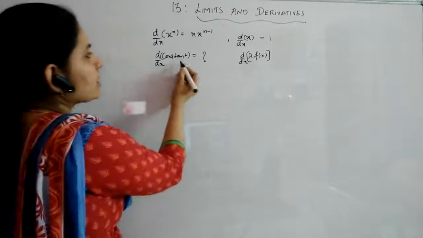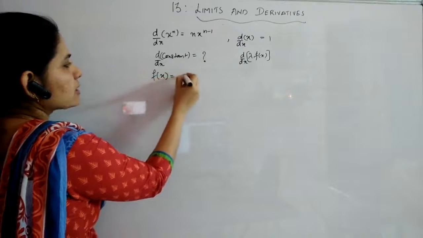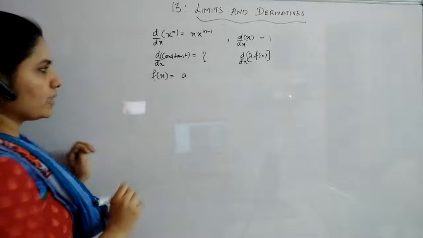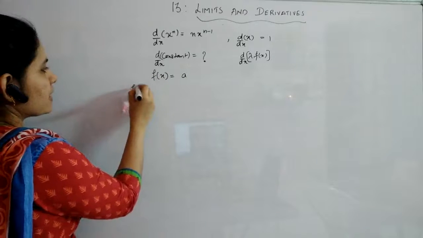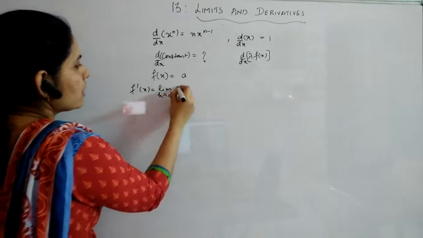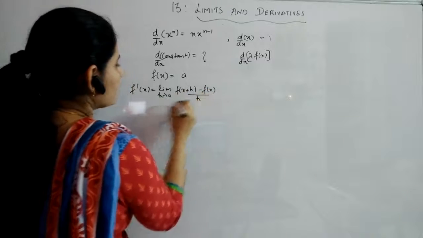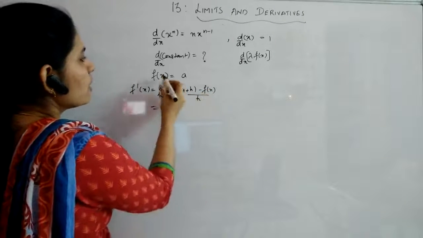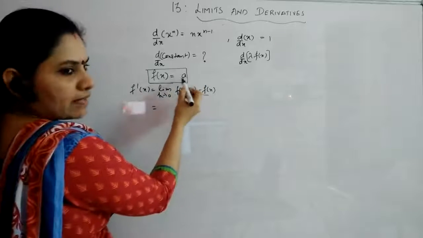So what will be the derivative of a constant? For that I am just taking the function to be, suppose a, which is a constant. Okay. So we are just applying the first derivative test, that is f dash of x will be equal to limit h tends to 0 f of x plus h minus f of x by h, by definition, right? Now if f of x is a, it is not having any x term.